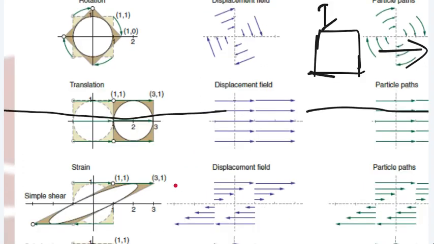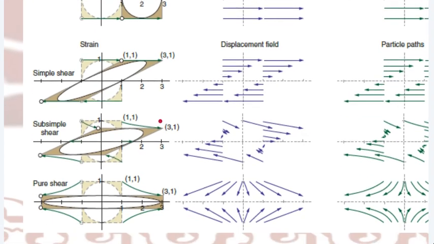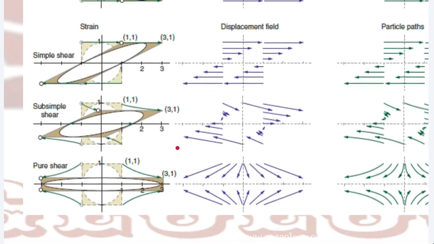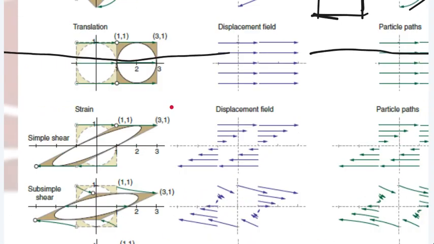Or there will be shear. There can be two types: simple shear or pure shear. We'll discuss that in the next section. So these are different types of deformation. Simple logic: the geometry will change, or it will displace from one place to another place.